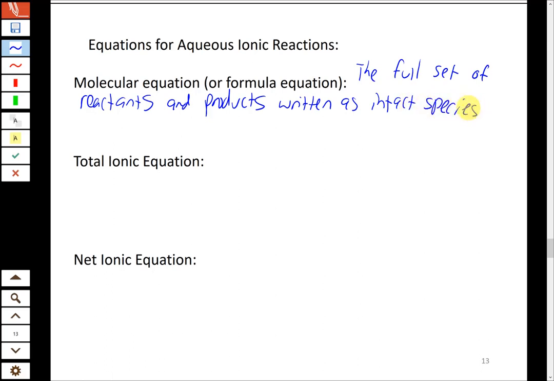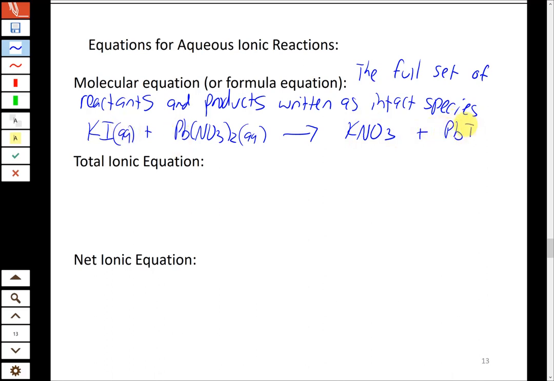All right, so talking about the example we've been working through, if we take aqueous potassium iodide and react it with lead nitrate, what we saw earlier is that the two products that form are going to be the ones where we swap the cations and the anions. So potassium is going to pair with nitrate to make KNO3, and then lead is going to pair with iodide to make PbI2.